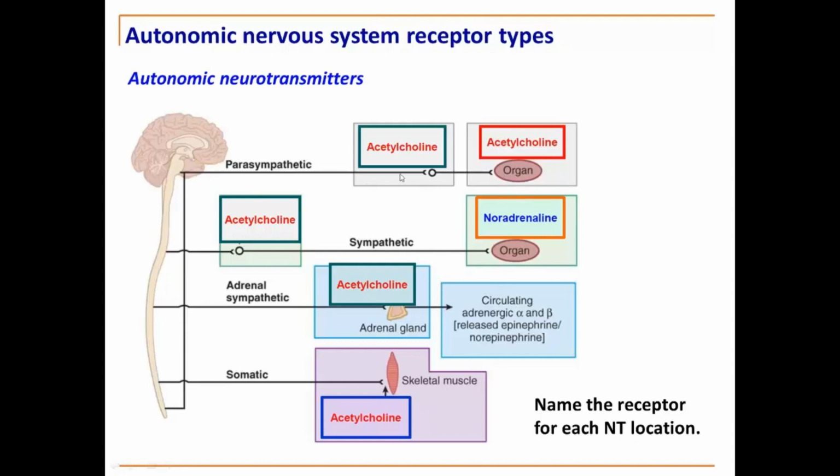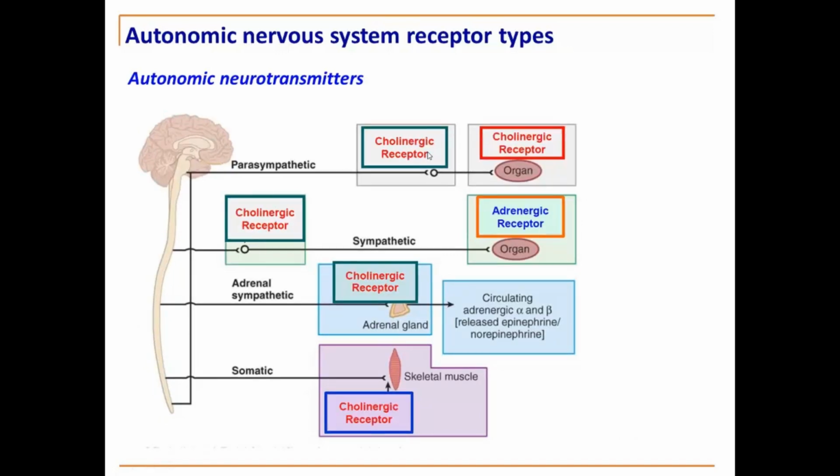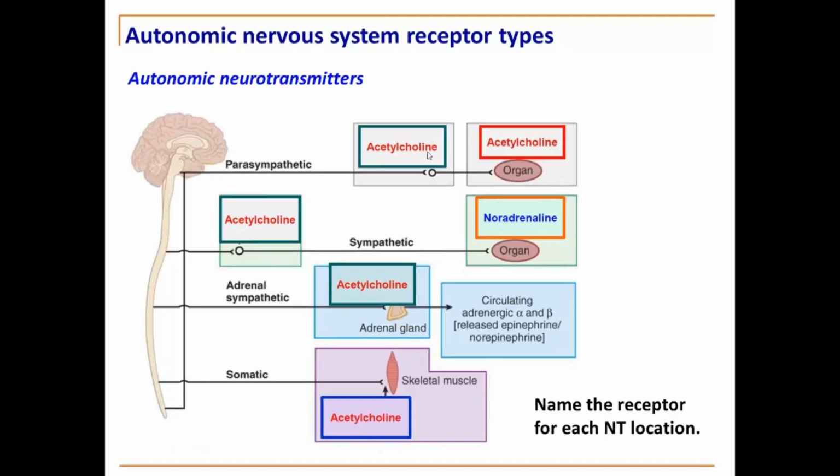So for example, this first one, we're part of the autonomic nervous system, so what kind of receptor is that? Well, that is a nicotinic cholinergic receptor. Oh, okay, so press pause, don't look at what I just did. So that one's a nicotinic cholinergic receptor. I want you to press pause and have a think about each one now.